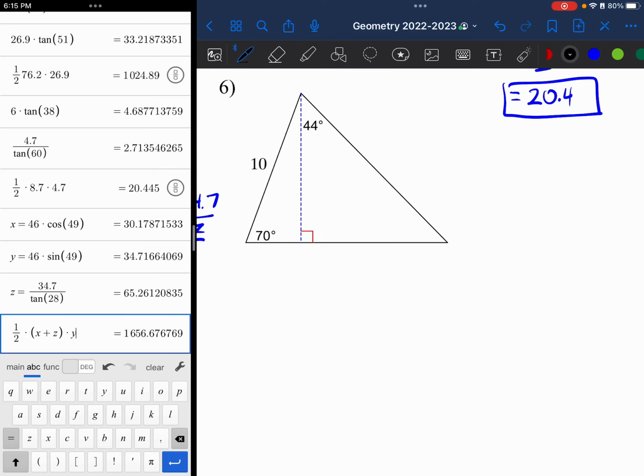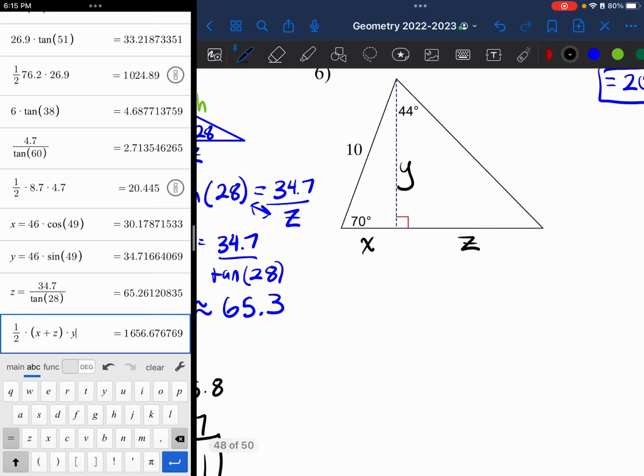Let's do number 6. We've got a lot to work on. We need to know this length, this length, and this length. If we have all those pieces, then we can plug them into our formula like we were doing in number 5. So here we go. I have this triangle on the left, which is the skinny guy.